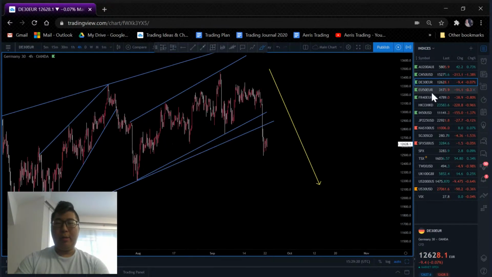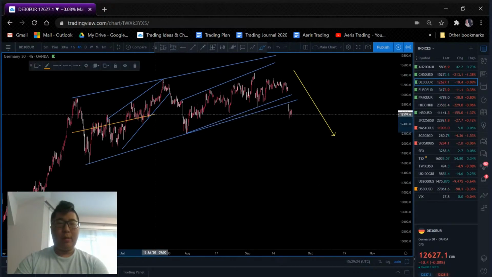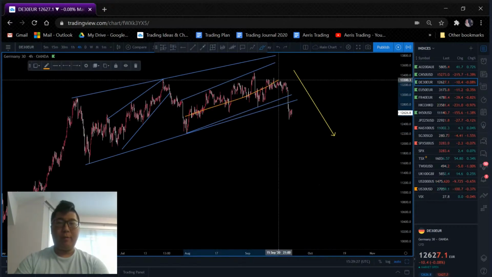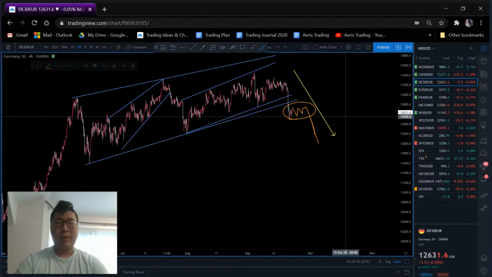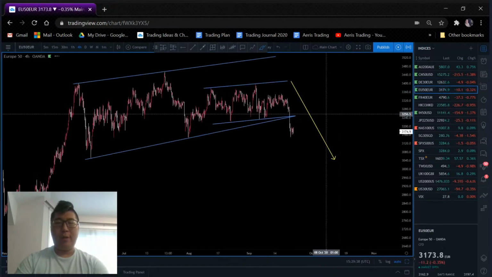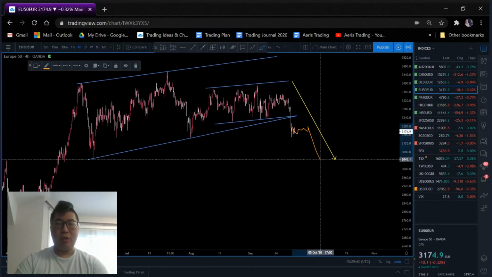German 30 and Euro 50 and France 40, they're pretty much identical. We're in this overall large channel. We broke down from this channel, and we're potentially consolidating here. So looking like it's going to form a continuation on the lower time frame, and we can continue lower like this. And Euro 50, pretty much similar price action, right? Correction here would be nice to push down to the lows.